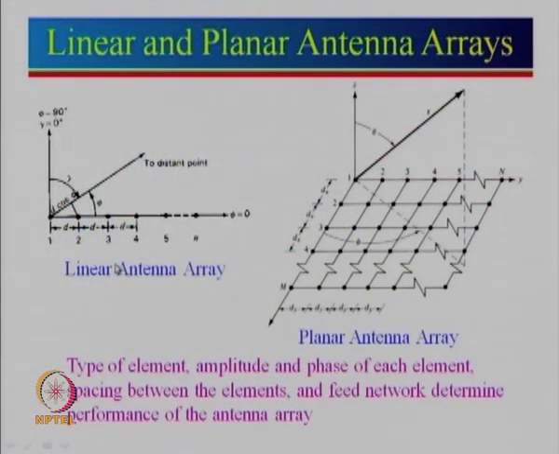For example, it shows here a 1, 2, 3, 4, up to n element array. This is known as a linear antenna array because all the elements are placed in a linear fashion. Here is an example of a planar antenna array. I have shown an example of a rectangular planar array where m elements are placed along this axis and n elements along this axis, and that is replicated in this plane, which is the xy plane. So the total number of elements will be m multiplied by n.